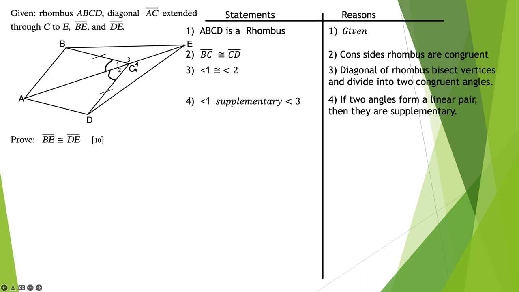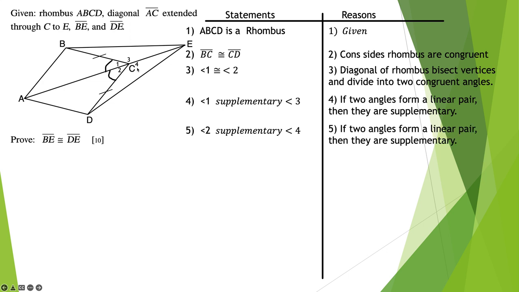If 2 angles form a linear pair, then they are supplementary. Next up, angle 2 is supplementary to angle 4. So all I say is that 1 and 3 are supplementary, 2 and 4 are supplementary. Then I say that 3 is congruent to 4 because supplements of congruent angles are congruent.